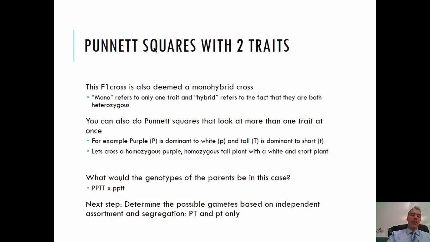The next step for doing these is to determine the possible gametes that are generated. Now remember, when you make a gamete, it has to have 1 of each trait only. And we do this by kind of like factoring and figuring out what are the possible gametes we can get. So we can only get 1 p and 1 t in each one. So this individual right here can make only a big P and a big T gamete. This individual right here can make only a little p and a little t gamete. So those are the only gametes they can possibly make.